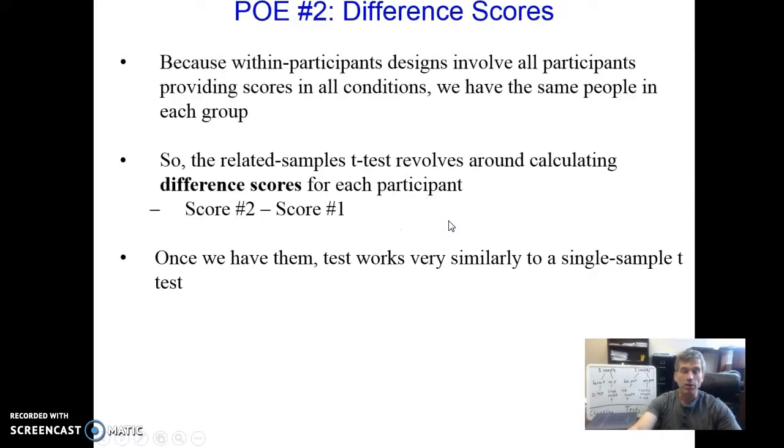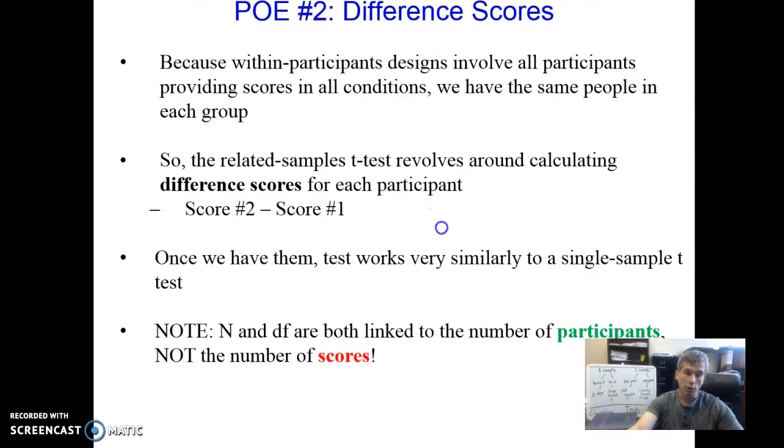But once you've got it, it looks a lot like a single sample t-test, or an independent samples t-test really, but a little bit closer to the single sample because we now have just that one set of scores, those difference scores. Here's a really key point. Our N and our degrees of freedom, we've seen them a lot in the past. Those are tied to the number of participants, the number of people you measured, not the number of scores.